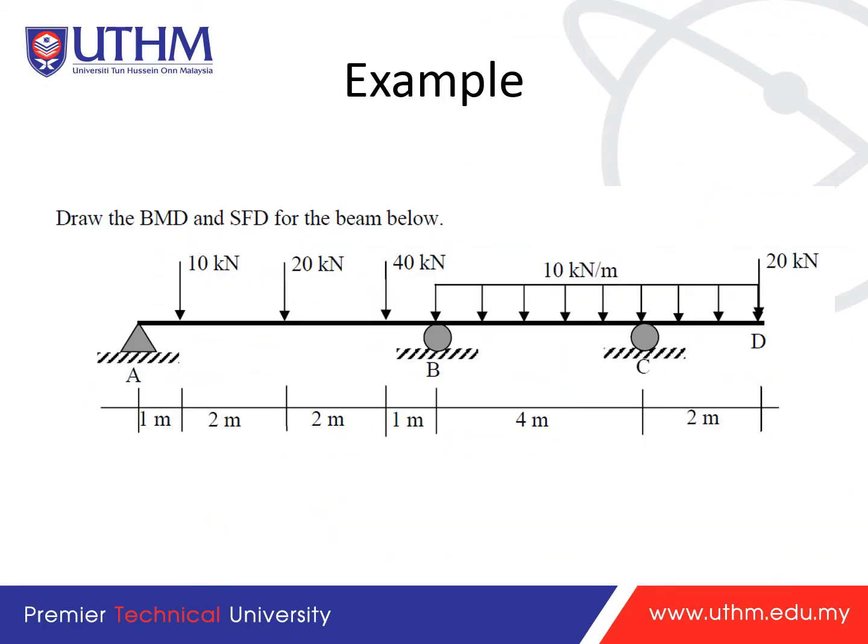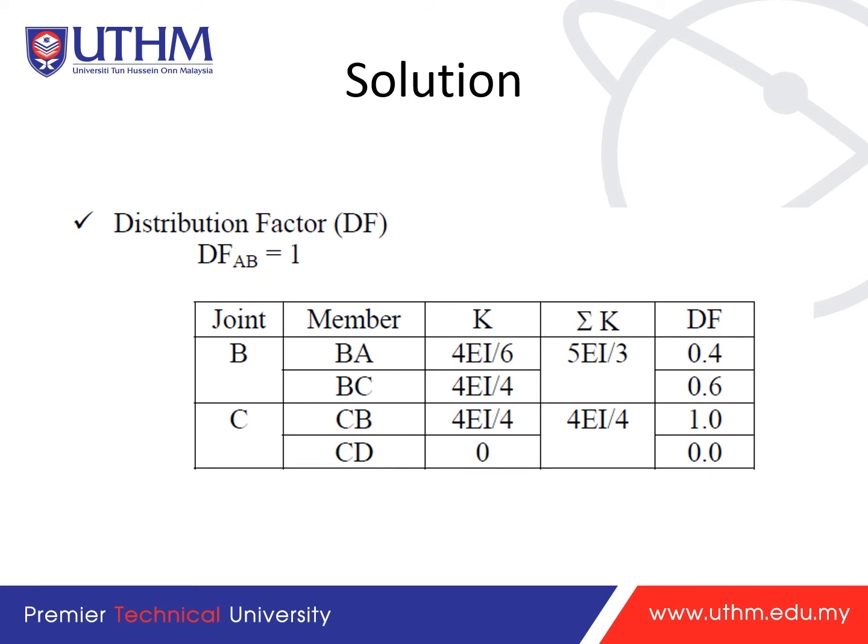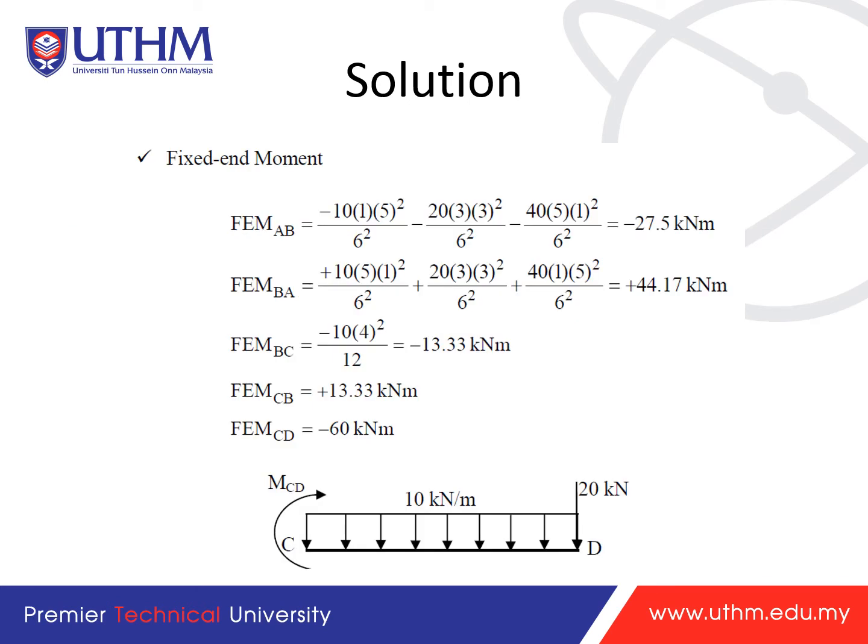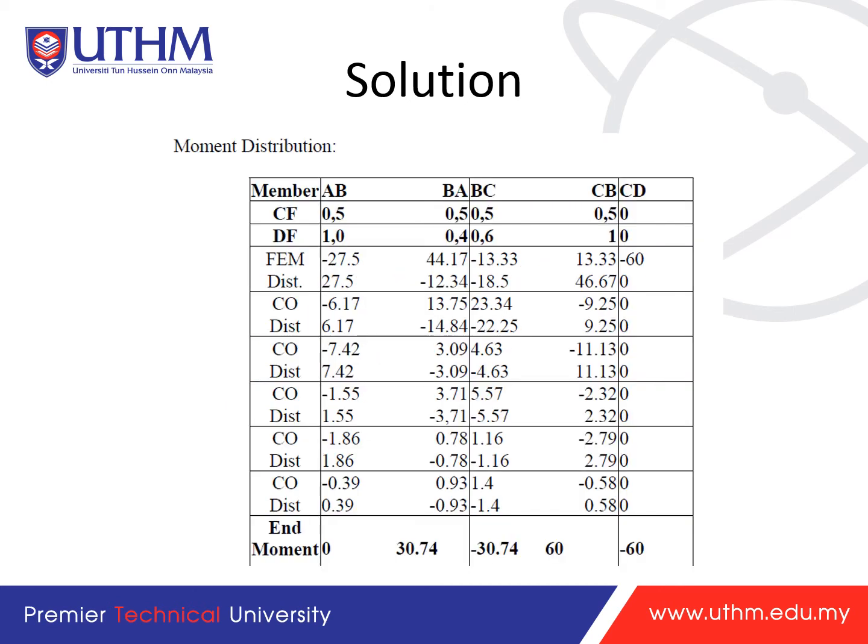Here you have another example for you to refer to. You can see that you have A to B, then you have 3 point loads and 1 uniformly distributed load, and then you have a free end here. So you can calculate the distribution factor for each. You can refer to it yourself and check whether your answer is the same. You can calculate the K, the total K, and then the distribution factor. Then you will calculate the moment M for each. Then you will get this table, so you can try it at home to check whether the answer is correct or not.